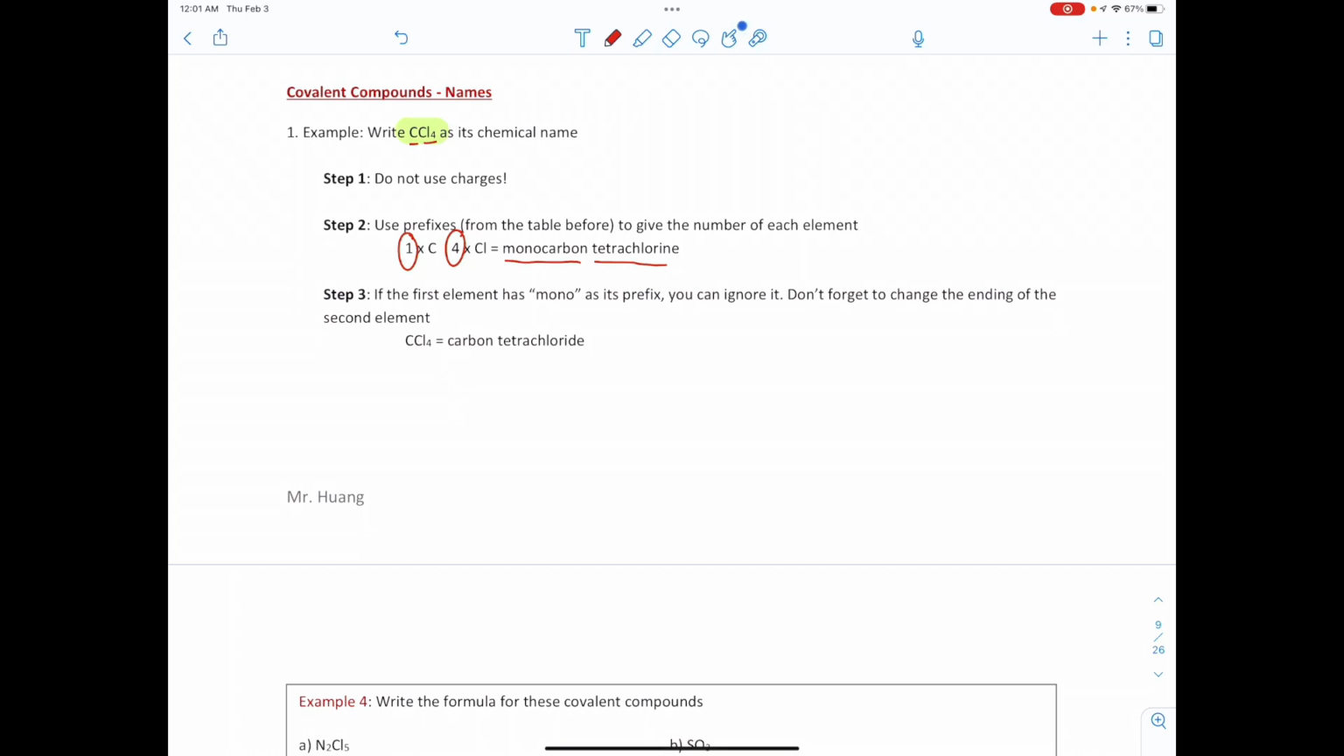In step 3, we're going to do a little bit of cleanup. If the first element has mono as its prefix, we can ignore it, so we can cancel that one out. And don't forget to change the ending of the second element. So this chlorine here, we need to change the ending a little bit. And so CCl4 is carbon tetrachloride. Keep in mind that the only time we can ignore mono is if it's in the first element. If it's in the second element, then we have to keep the mono.